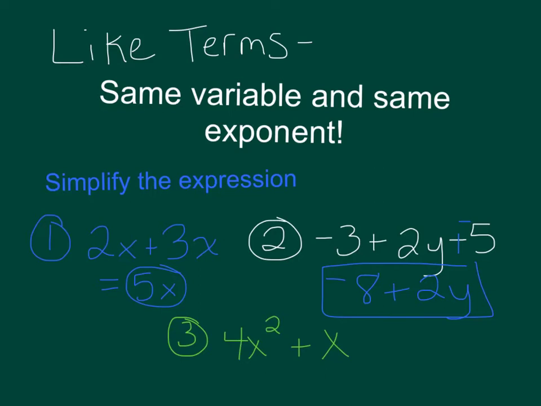All right, in number 3 here, if we look, we have 4x squared plus x. Okay, same variable, but not the same exponent. So this one we cannot simplify, so we're just going to leave alone, and we say can't simplify.